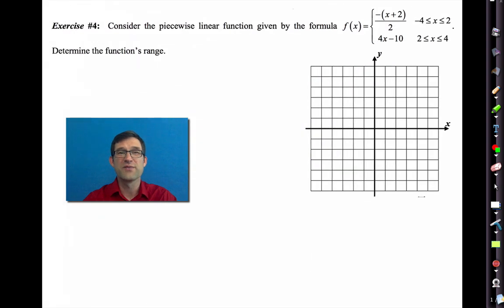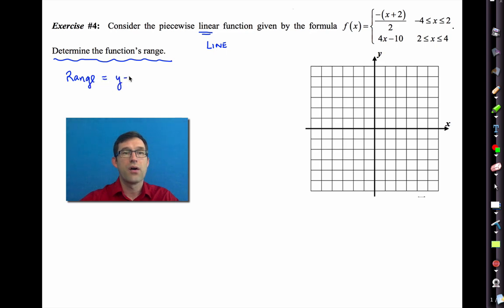Let's take a look at a piecewise function. Piecewise linear, again, linear just means a line. Looks complicated, but don't let this fraction scare you off. It won't be too big of a deal. The question just simply asks me to determine the function's range. Now, the range, as we saw in the last problem, is the set of all the y values. But it's hard to know what the y values are because I haven't produced a graph of this yet.